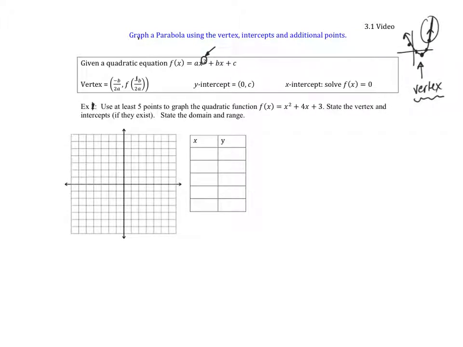All right, so the vertex is given by this formula. The x value of a vertex is negative b over 2a when we're looking at a quadratic equation in standard form. So in this case, a is the 1, that's the coefficient of x squared, and b is the coefficient of x, so in this case, b is 4. Okay, so the vertex is going to be the opposite of b, which is negative 4, over 2 times a, which is 1. So we would get negative 4 over 2, which is negative 2.